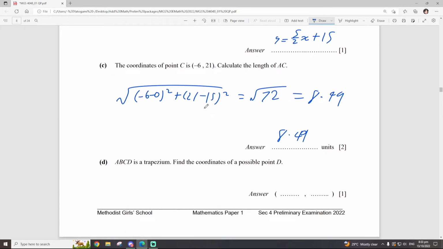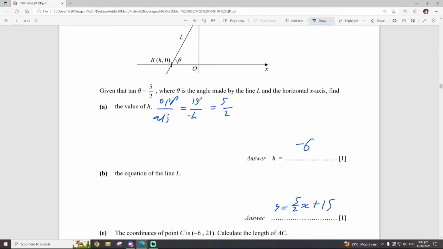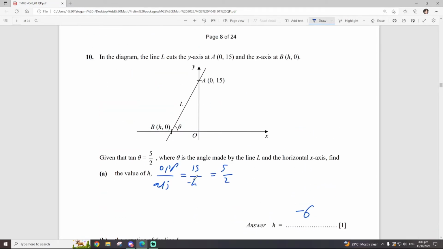ABCD is a trapezium. Find the coordinates of possible point D. Okay, there's only one mark, so we just need to look here. By observation, C is actually going to be somewhere here, right? Because h is -6, so this is actually (-6, 21). And this lies directly above B, if you notice. This is a right angle. So this is parallel, this is parallel, and a trapezium has a pair of parallel sides, right? So actually we just need to pick any point directly above A.